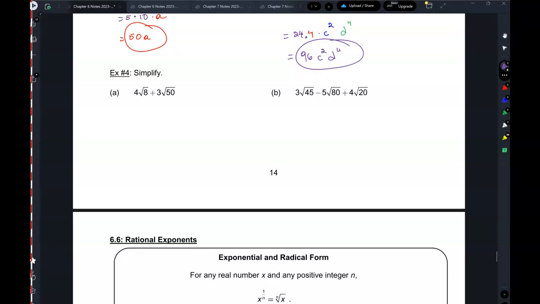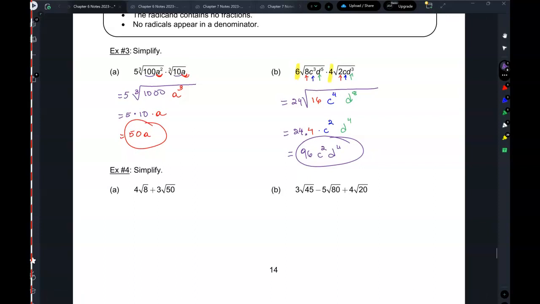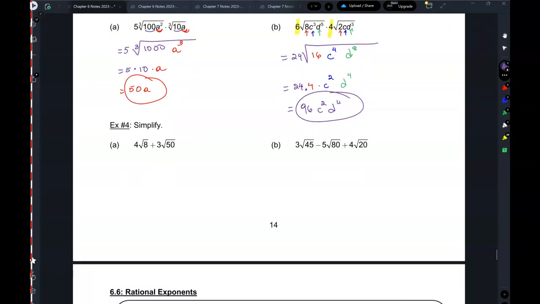Okay. So, the difference between the two that we did and the two that we're going to do now is the radicals were being multiplied by each other. The radicals are being added or subtracted from each other. So you can't just combine when they're added or subtracted, okay? So what we're going to do is do each of them separately. 4 root 8 separately, 3 root 50 separately.